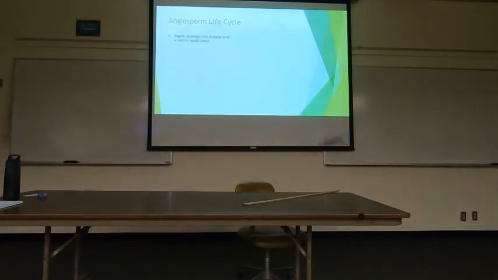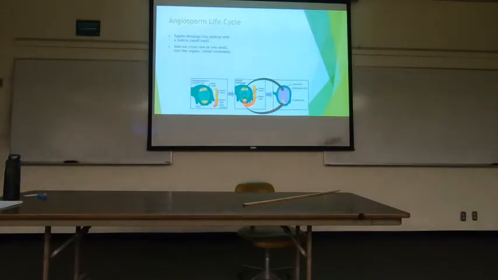Anyway, so the zygote then develops into the embryo, which has something called a radicle, which is a small root. It also has either one or two leaf-like organs, which we call cotyledons. This ends up becoming important when we try to further classify angiosperms. So remember that term.